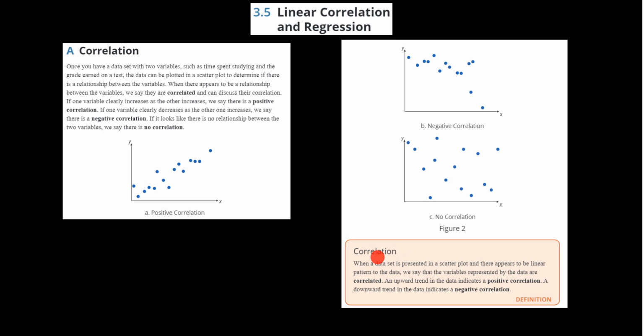So correlation down here. When a data set is presented in a scatter plot and there appears to be a linear pattern to the data, we say that the variables represented by the data are correlated. Okay, so that makes sense. An upward trend, of course, when we say upward, we're talking about a positive slope, right? We've talked about that before. An upward trend in the data indicates a positive correlation, and a downward trend in the data indicates a negative correlation. And we can see a negative correlation going down here. Sometimes it might be a little bit hard to see, but you can kind of spot it, right? And then you have no correlation. There is no conclusion you can draw from a plot like this.